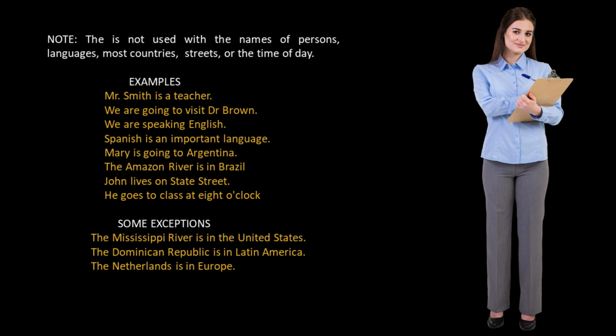Some exceptions, for example: the Mississippi River is in the United States. The Dominican Republic is in Latin America. The Netherlands is in Europe.